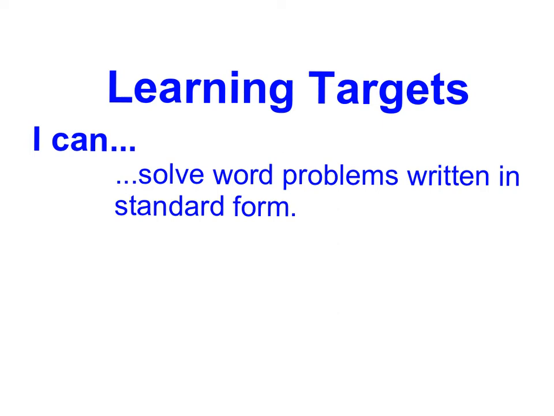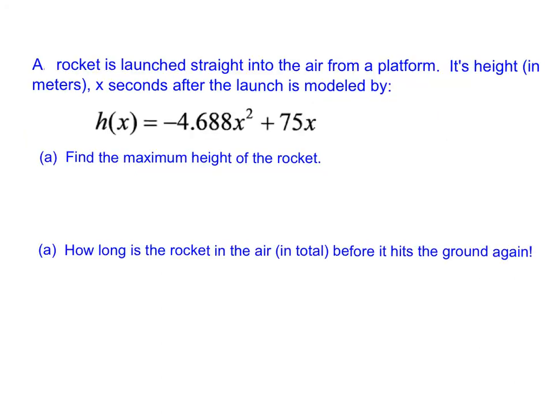In this video, we're going to solve quadratic word problems that are written in standard form. So in word problem number 1, it says, a rocket is launched straight into the air from a platform. Its height in meters, x seconds after the launch, is modeled by the following.